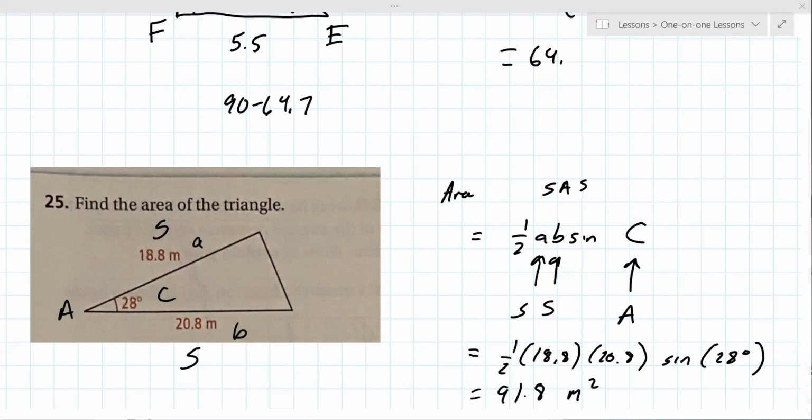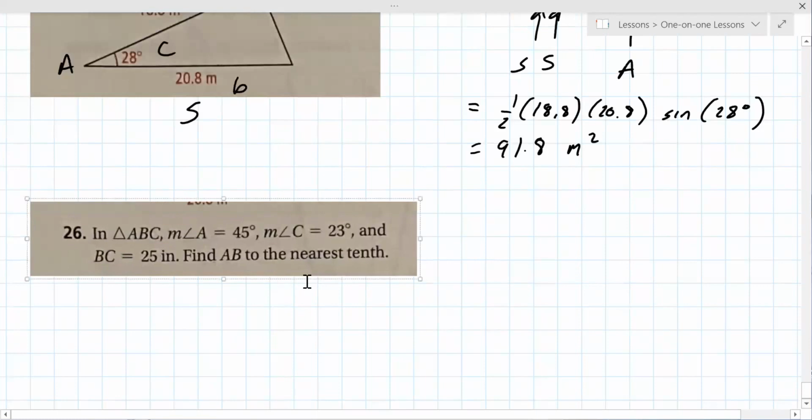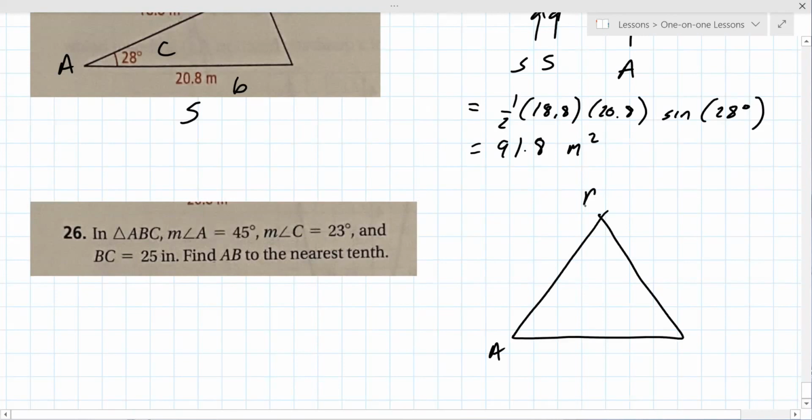All right, so now 26. The textbook doesn't say it, but you've transitioned away from right triangles. These are non-right triangles, and there's a whole different set of equations that govern them and how you solve them. Triangle ABC. I always draw this triangle the same way. It's not a right triangle, so it's ABC. The measure of angle A is 45, the measure of angle C is 23 degrees, and they want you to find AB, which is little c. They tell you BC is 25.